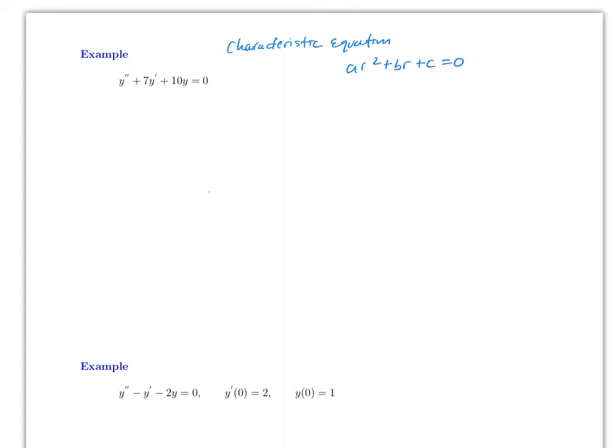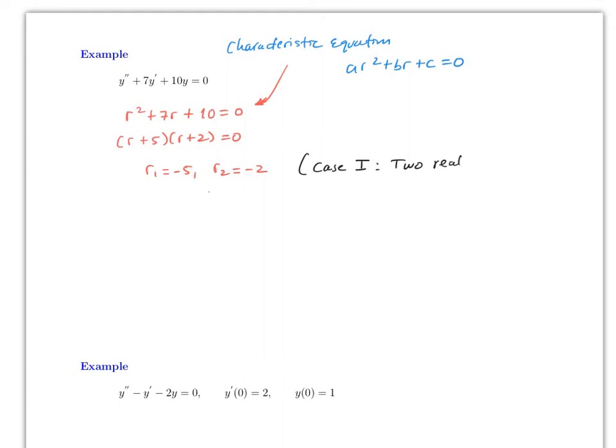So in this case, the characteristic equation is going to be r squared plus 7r plus 10. And then just factor this the same way that you factor in algebra. So this is r plus 5 times r plus 2. So that means that the first solution is -5 and the second solution is -2. So this is the first case. So this is case 1 where you have two real solutions.